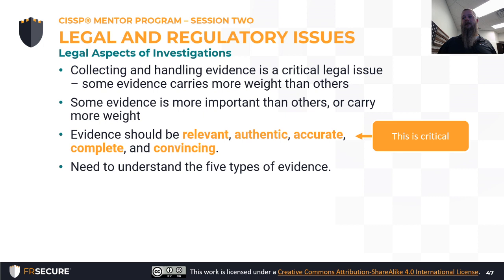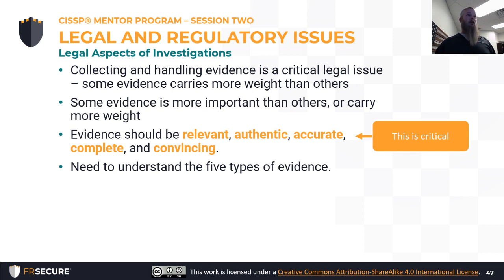Collecting and handling evidence is a critical legal issue. It will always be challenged in court, I would assume. Again, I'm not a lawyer, so I'm careful with that, but it's very commonly challenged in court. The quality of the evidence, how the evidence was protected, where the evidence came from, those are all things that are often challenged. Even the expertise of the person who collected that evidence will be challenged.